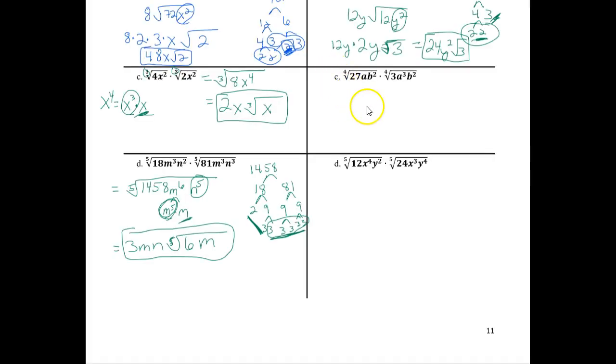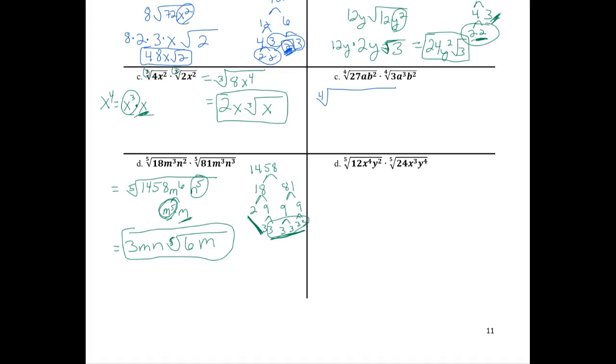Part C on the right-hand side. This is a fourth root. So I have the fourth root of 27 times a times b squared times the fourth root of 3 times a cubed times b squared. They both have the same index. It's a fourth root times a fourth root. I can bring them together as a fourth root of all those factors being multiplied together.